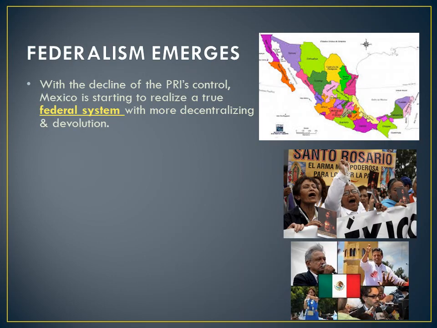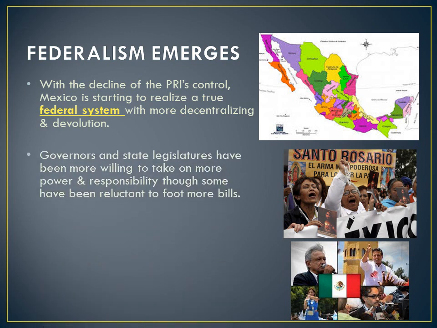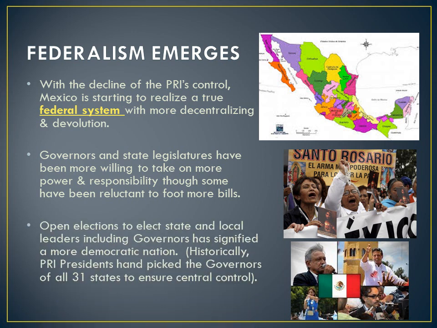With the PRI's control in decline, Mexico is finally starting to realize the true federal system that the Constitution created, as power has become slightly more decentralized and devolved over the course of time. Governors and state legislatures are beginning to take on more of the power and responsibility that they were intended to have in the federal system, although there are still a few places in which they're reluctant to do so.